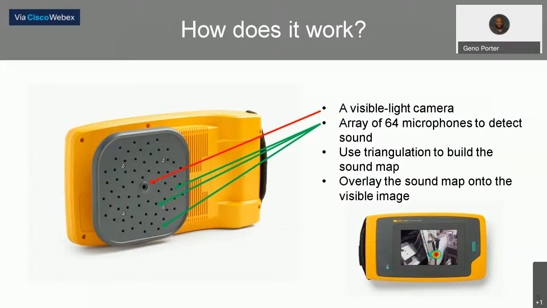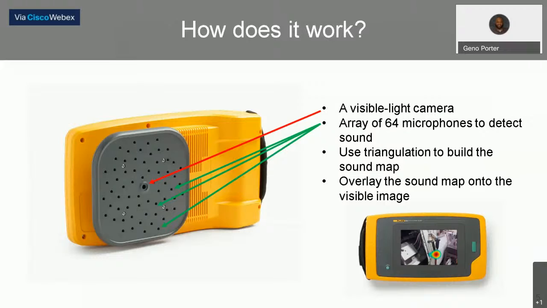So why does it have 64 microphones to detect sounds? That might sound a little excessive. Well, it's important because the technology is using triangulation to build the sound map. So what does that mean? It's taking a lot of samples and using some high-level trigonometry, some high-level math that's above my pay grade, but the engineers and designers found out the way. If we have 64 microphones and we use this method, we can pinpoint the location of the air leaks and overlay that onto the image or video in real time, which is pretty cool.